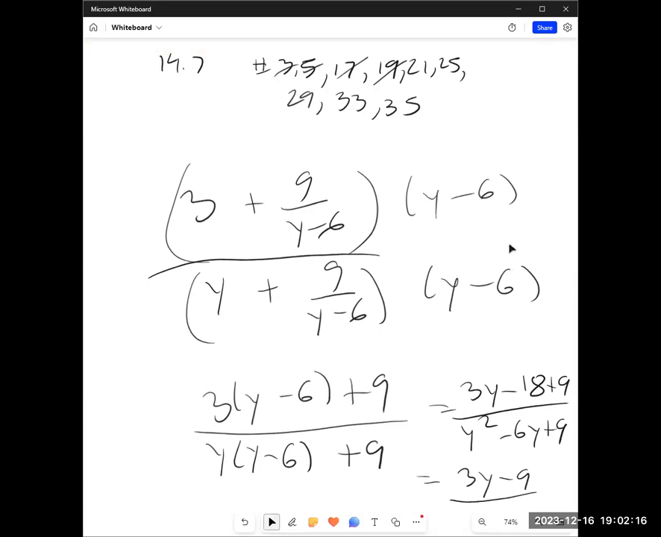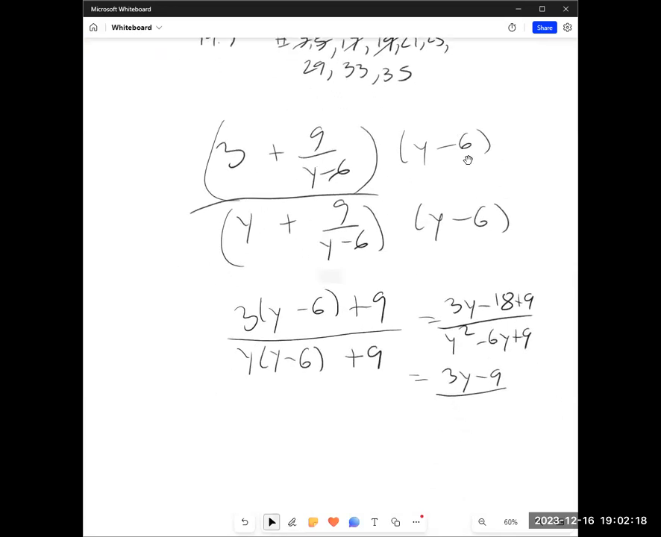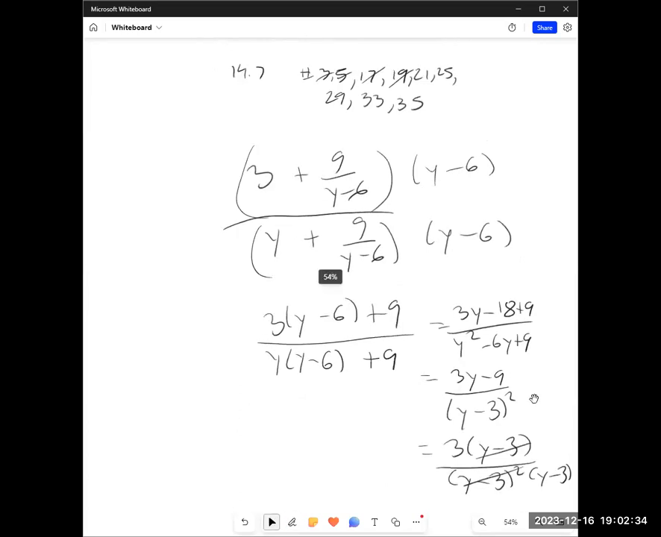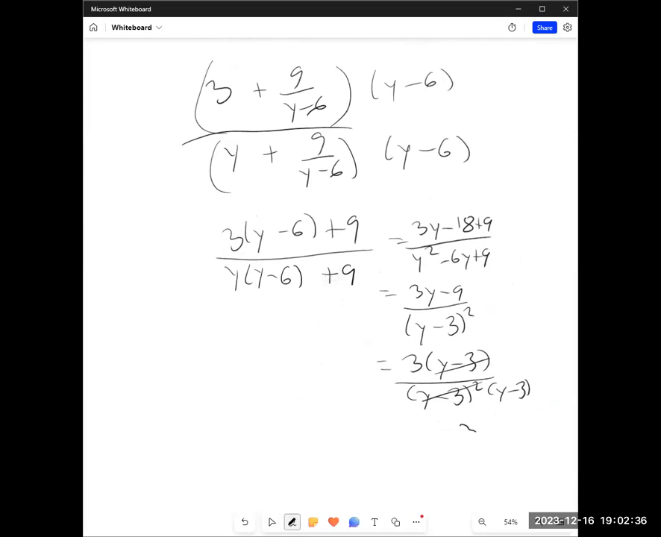over y minus 3 squared is 3 times y minus 3 over y minus 3 squared. So that leaves me with 3 over y minus 3. That's my final answer.